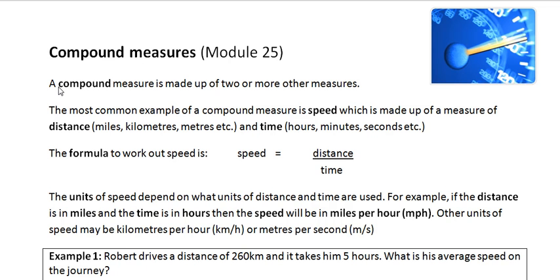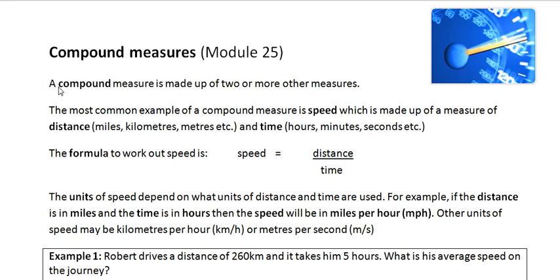It's made up of two other measures. One of them is distance and the other is time. So think about speed, distance and time together. Speed is a result of the other two, involves distance and time. There's a formula to work out speed, and that speed is distance divided by time, and that's one you need to learn for your exam.